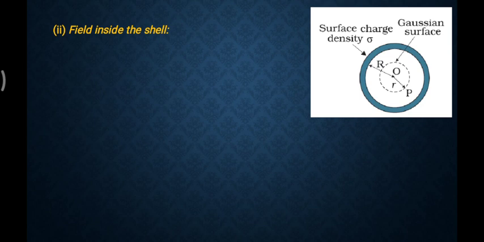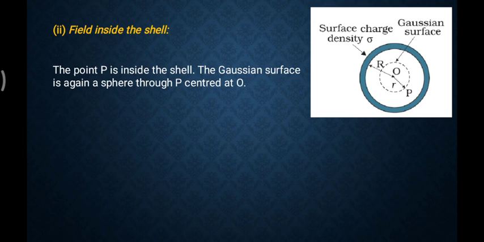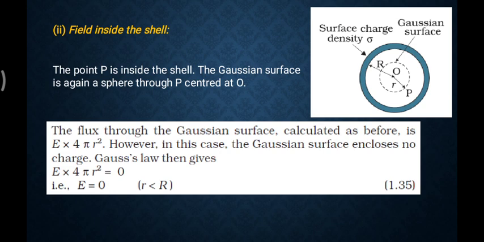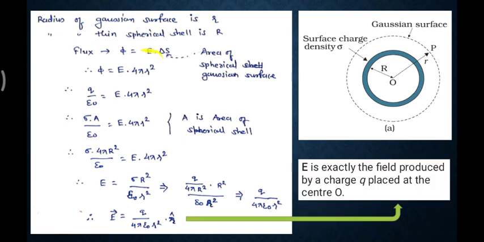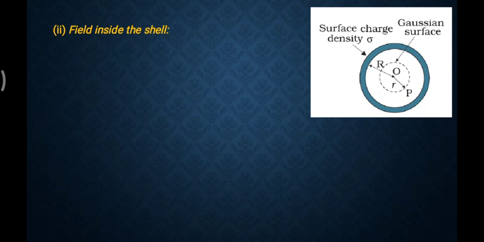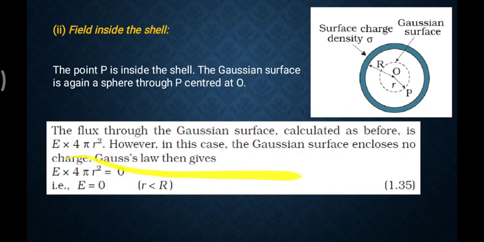Now what happens when we take the point of observation P which is inside the shell? The Gaussian surface is again through the center O. The flux through the Gaussian surface is calculated as before, so phi is equal to E times 4 pi r square, where r is the radius of your Gaussian surface, which is inside the shell. However, this Gaussian surface is enclosing no charge. Whatever Gaussian surface you take, no charge is enclosed inside the surface.